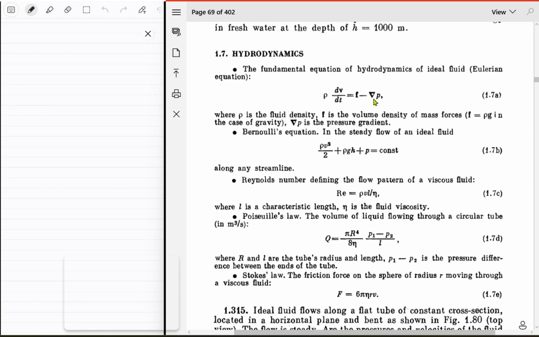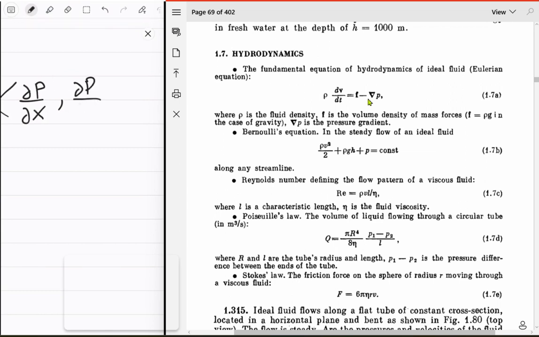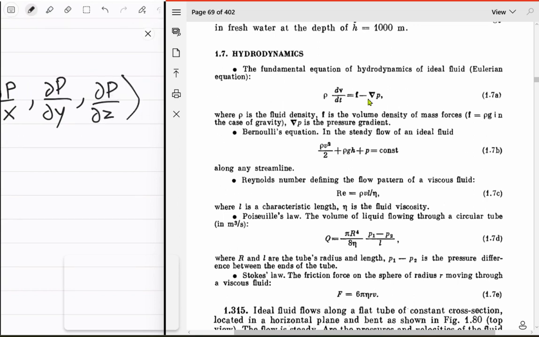What is del P first of all? This del operator is basically just partial P upon partial x in the x direction, then partial P upon partial y in the y direction, and partial P upon partial z in the z direction. All right, that's what this del operator actually is. And the way this is derived is from F equals ma applied on a cube of the fluid. So apply F equals ma, and you will get this equation.